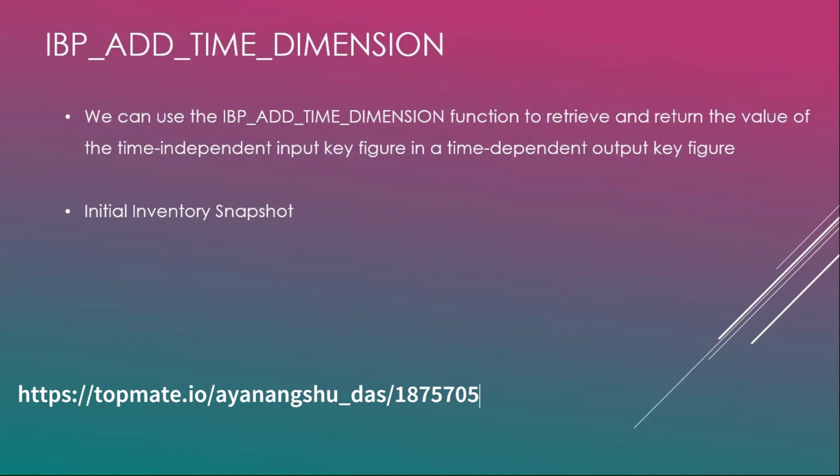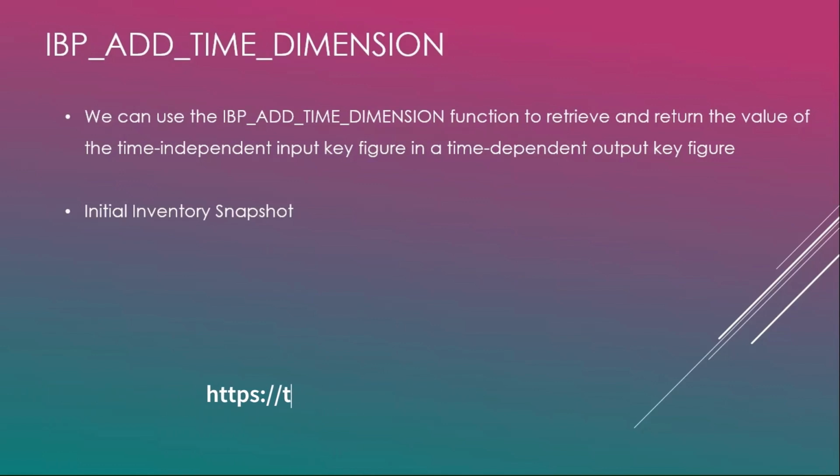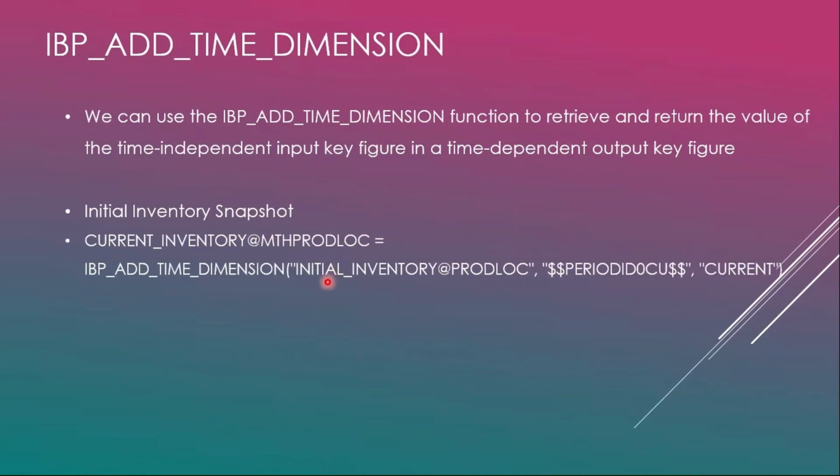The benefit is that it models the starting stock for flows, and allows us to model receipts or consumptions from that baseline. So this initial inventory is the key figure which is independent of time and is defined at a product location level. And we are saying that you display this at the current time period.